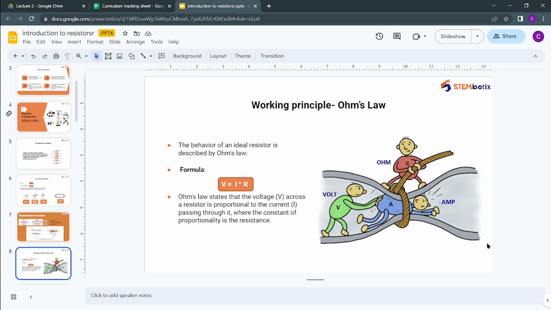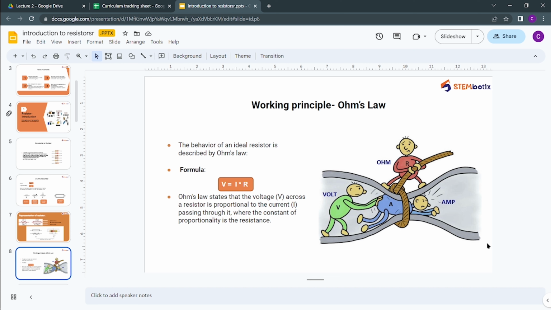So what is Ohm's law, where is it used, and what is its significance? The behavior of an ideal resistor is described by Ohm's law. So what is Ohm's law? Ohm's law states that the voltage across a resistor is proportional to the current passing through that particular resistor. Meaning whatever voltage is across that resistor is always proportional to the current flowing through the resistor, where the constant of proportionality is the resistance.